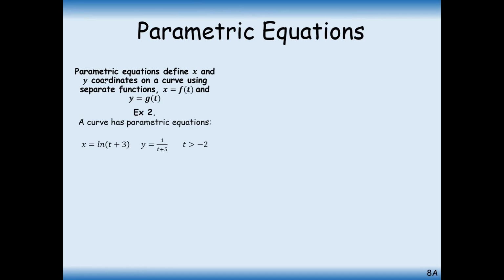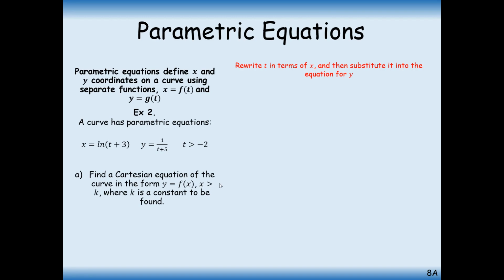In this example, once again, we have been given x in terms of t and y in terms of t. The question is asking us to find the Cartesian equation of the graph, where x is larger than a constant k, and k is to be found. Well, we know that we cannot take the log of any negative values. So therefore, the input into this logarithm function must always be positive. Therefore, t plus 3 must always be positive.